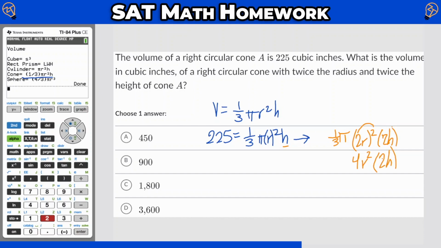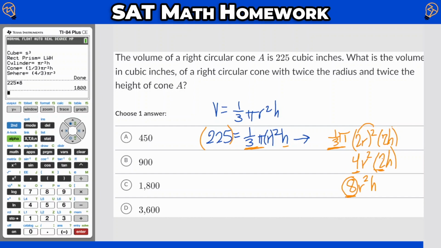So what I'm really concerned about is just this part here. I don't really care about the 1/3 pi because that's no different than this 1/3 pi. So 4 times 2 is 8, which means we still have the r squared h, but we have an 8 in front of it. So that means that the volume will be 8 times the original volume. Well, the original volume was 225. So if we go ahead and do 225 times 8, notice we get 1,800, which matches with option C.